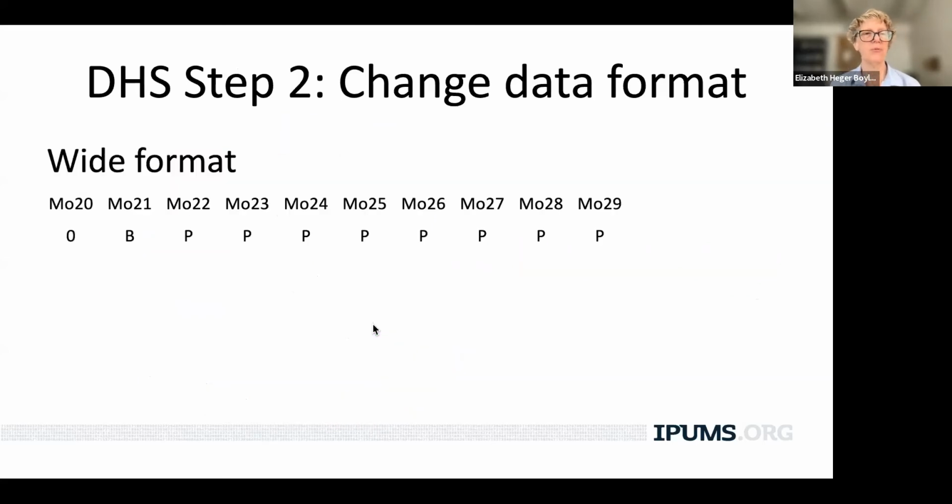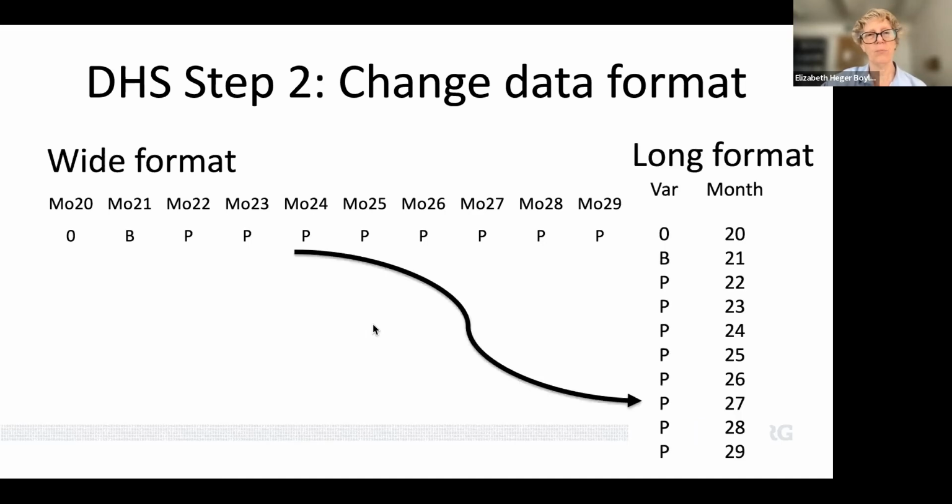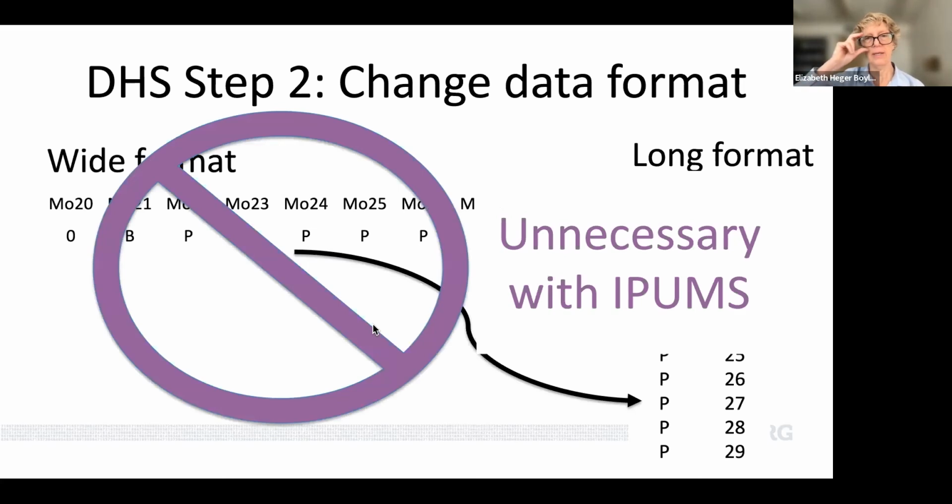The second step that's required with the original DHS is a change in data format. So the data comes in a wide format, which means that you have the woman's information and then a long string of 60 variables following her that are all on the same row. It's kind of hard for most statistical programs to use the data in that format, and so it has to be changed into a long format, which means that every month in a woman's calendar becomes its own row in the data.